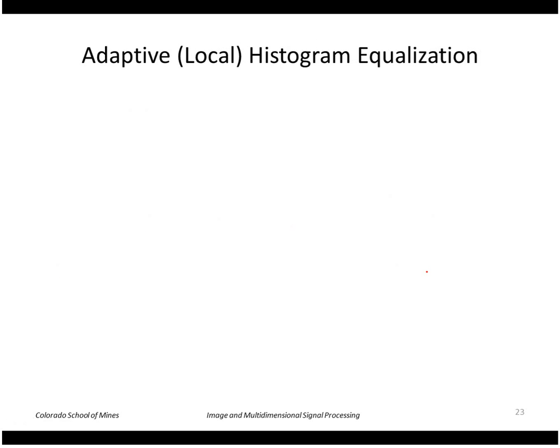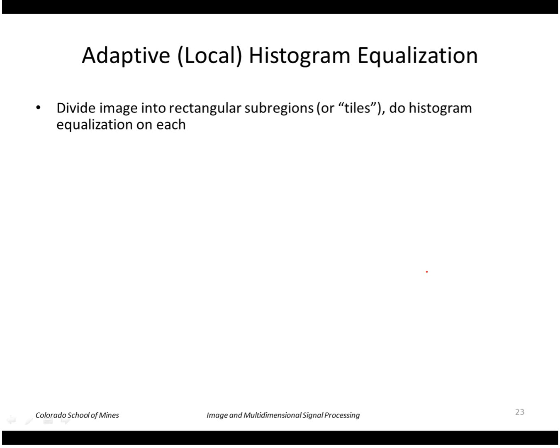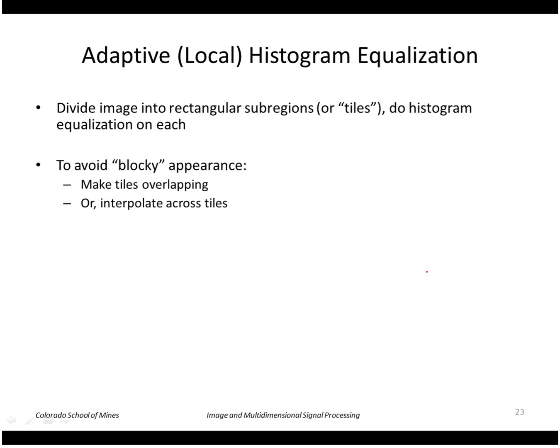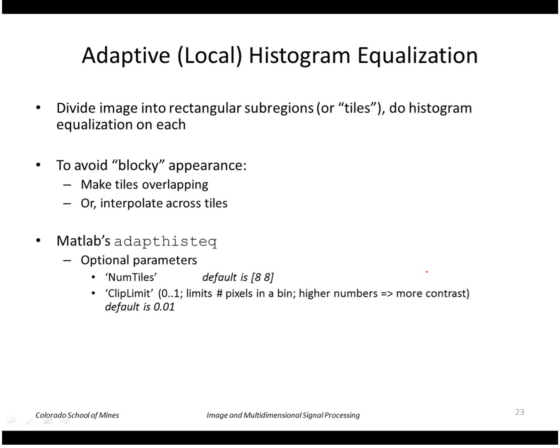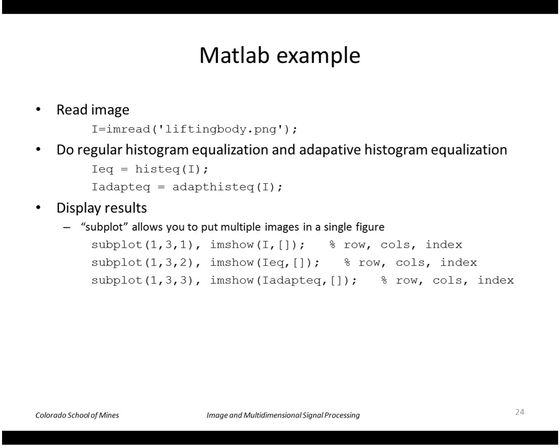Okay, finally, an improvement on histogram equalization is to make it local or adaptive. Regular histogram equalization is a global method, meaning it applies the same transformation to every pixel in the image. However, if your image differs in contrast from one region to another, we can take that into account by applying histogram equalization on each region. And to avoid a blocky appearance, we can make tiles overlapping or interpolate across tiles. MATLAB has a function, adapthisteq, which does this, and uses 8x8 tiles by default. So on that same image, we go ahead and run that.